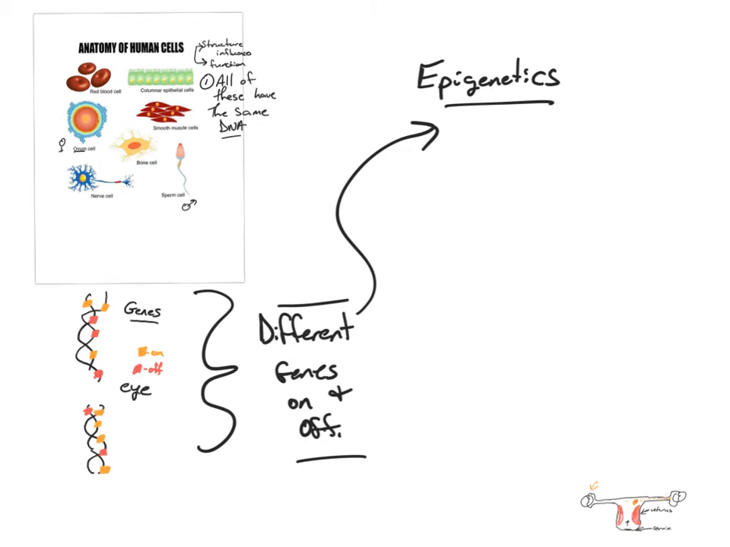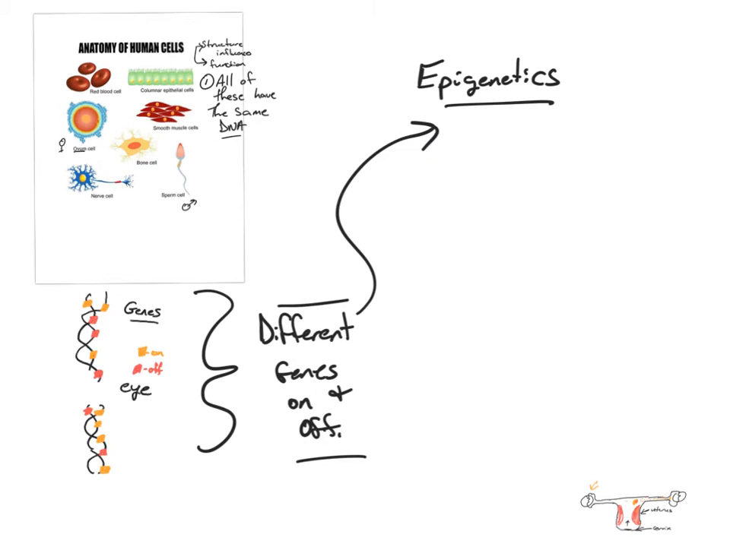The sequence of the DNA, AT, GC, GC, TT, AT, is all the same. The question is, which ones of these genes are turned on and which genes are turned off? Right. And that's through chemical signaling. And we'll talk about that in just a second.